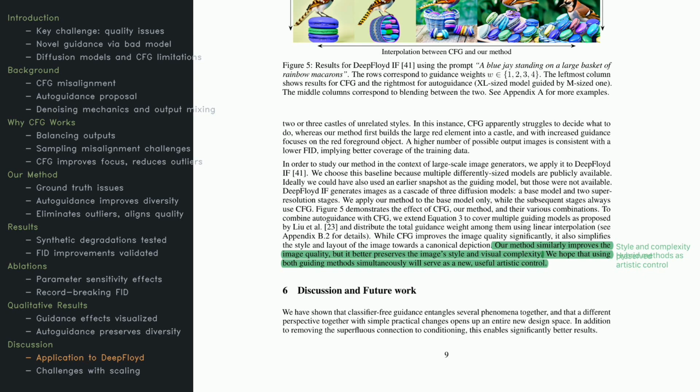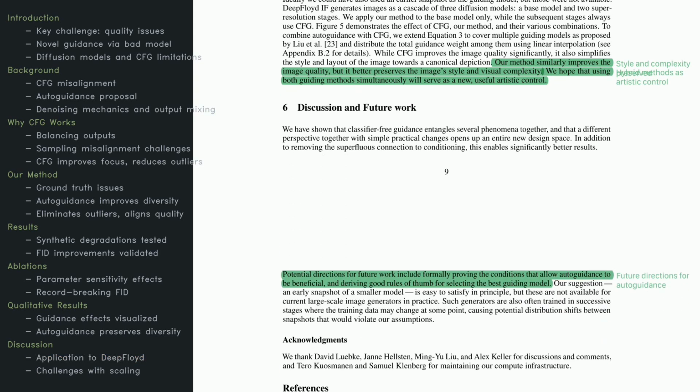They also mention the possibility of combining autoguidance with existing methods, distributing guidance weights more adaptively for more artistic control. Hints at broader creative applications for the approach.